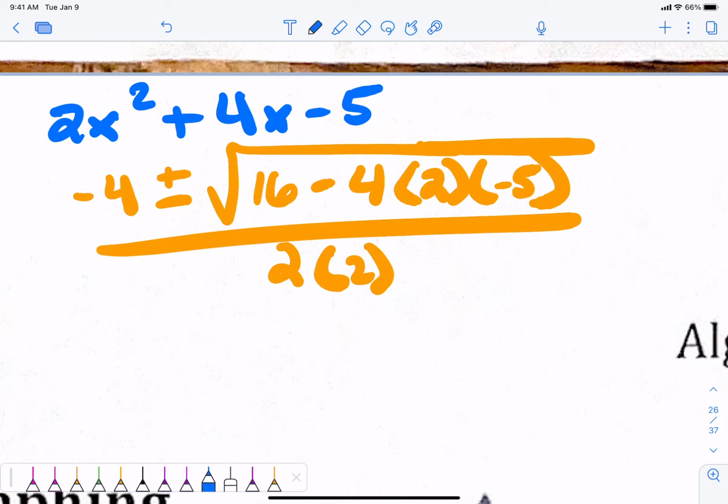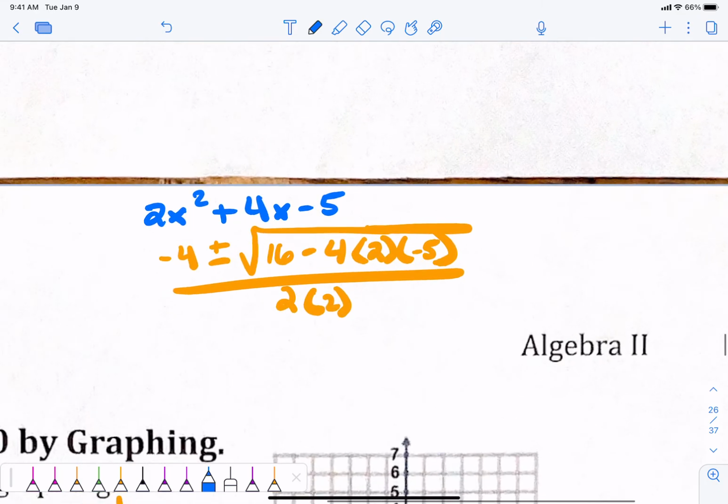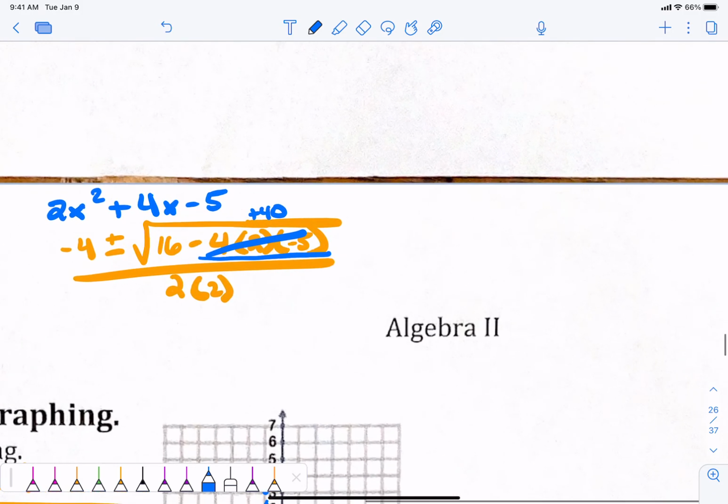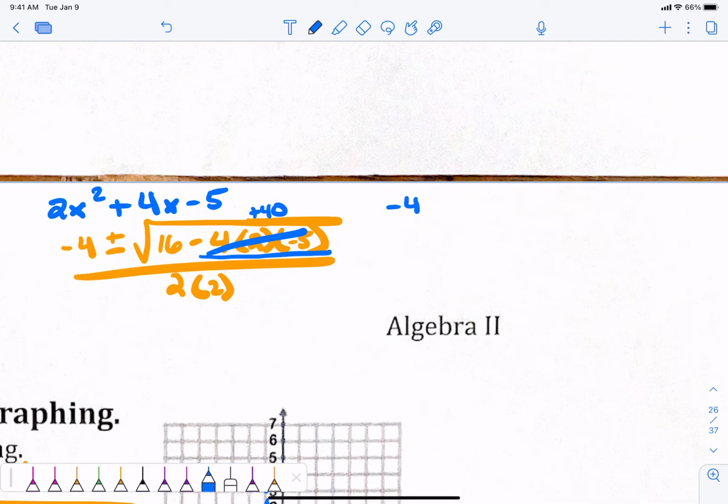Okay, let's simplify some stuff. Does it come out good or not? No, it's going to be a decimal no matter what. All right, this stuff inside of here, Romeo says is a positive 40, right? Okay, so we have negative 4 plus the square root of 56 over 4, and we have negative 4 minus the square root of 56 over 4.